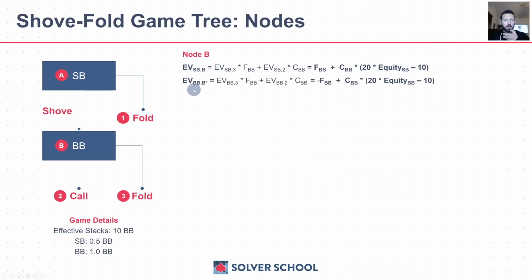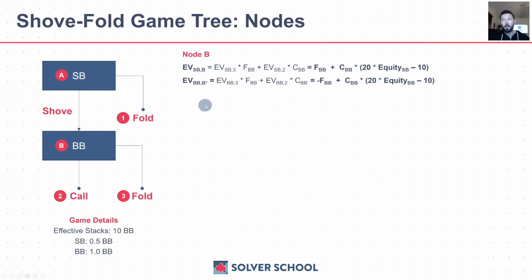The big blind is calculated very similarly. So we are also looking at the different endpoints and then the frequency at which the big blind is taking actions of folding and calling. The main difference here is that this first part of the equation now simplifies to negative the frequency at which the big blind folds, because this first EV of 0.3 for the big blind is -1. And then the second part of the equation is going to be based off of the equity of the big blind's hand.